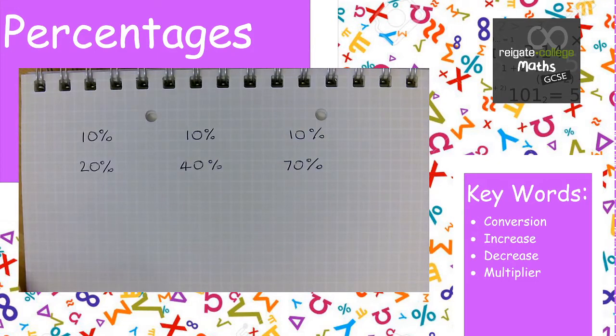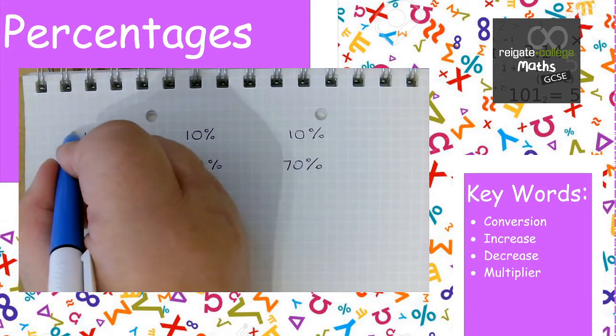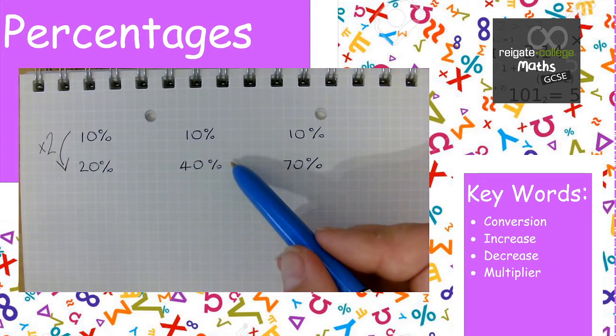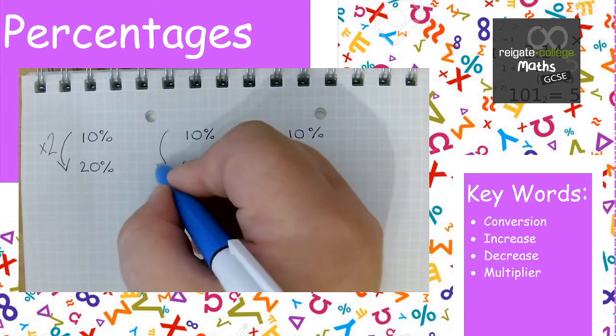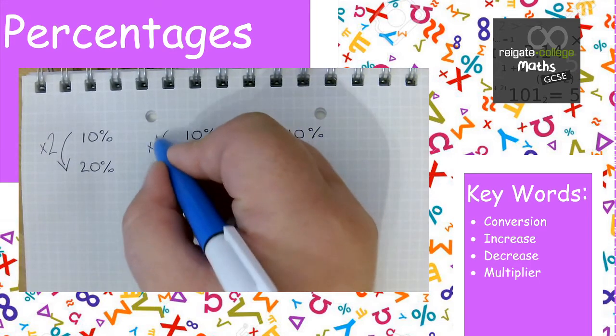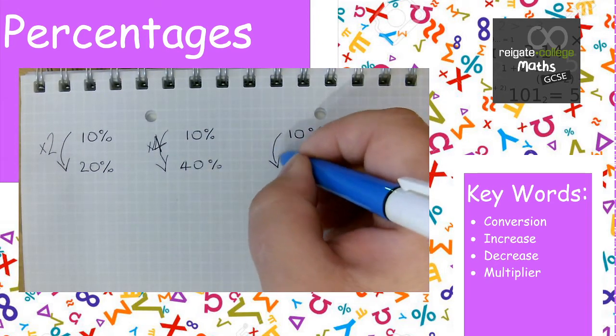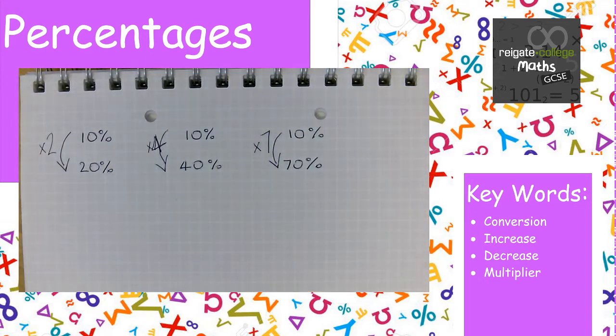I can use the method of finding 10% to find any amount of a percentage by using a multiplier. If I want 20%, I find 10% and multiply it by 2. If I have 10% and want 40%, my multiplier would be 4. If I had 10% and wanted 70%, my multiplier would be 7. So I can scale up from 10% to any amount of percentage.